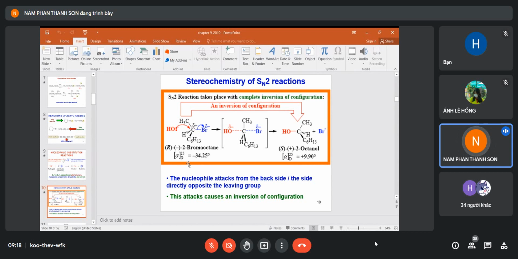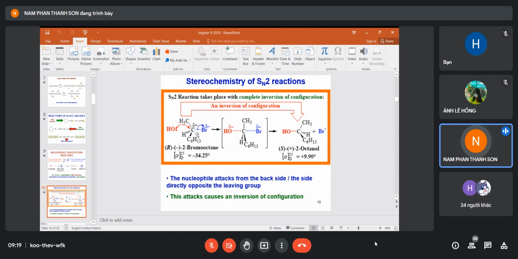We have 2-bromooctane. The bromo group is electron withdrawing, so this carbon becomes partially positive. The hydroxide anion is negative, so negative loves positive and it will attack the positive carbon. So we have nucleophilic, meaning love positive, and the OH will replace the Br. So we have substitution.